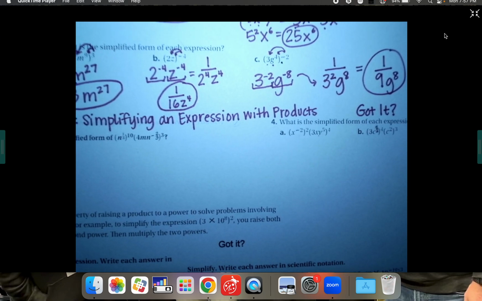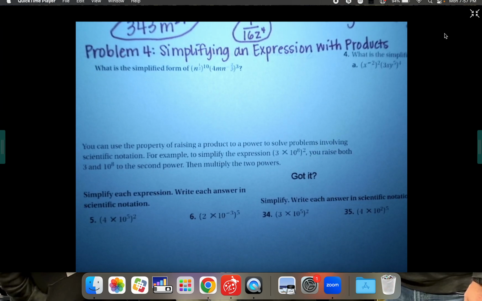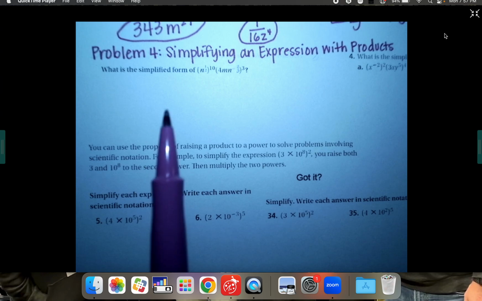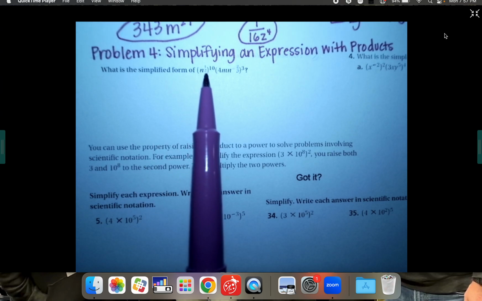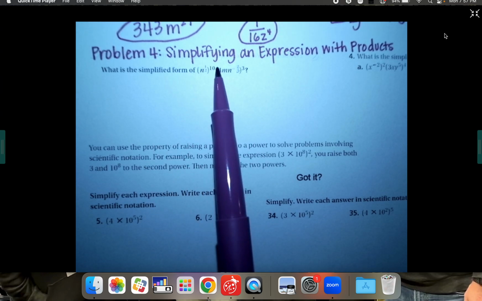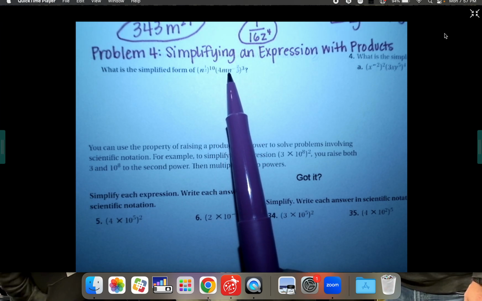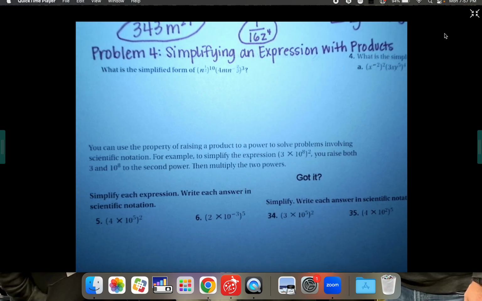Okay, let's move on. We're getting closer to done. Problem 4 is simplifying an expression with products. So you have n to the half raised to the 10th power times 4mn to the -2/3 raised to the 3rd power. Whew, that's a lot.